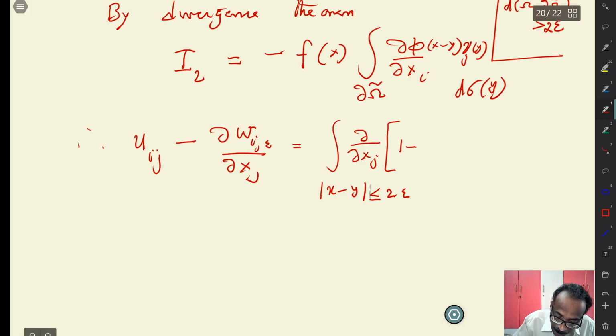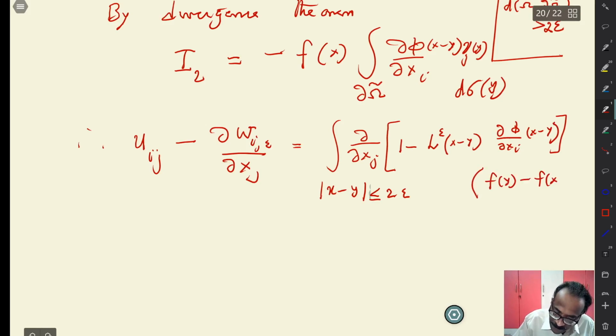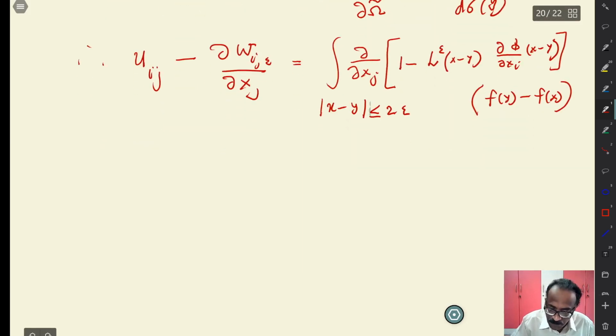1 minus h epsilon, I used up. So you use that, of x minus y, you see, d phi by dxi of x minus y. Yeah, so this integration is also here, into f of y minus f of x. Now we are done. Almost your proof is here. Almost the proof is done here.